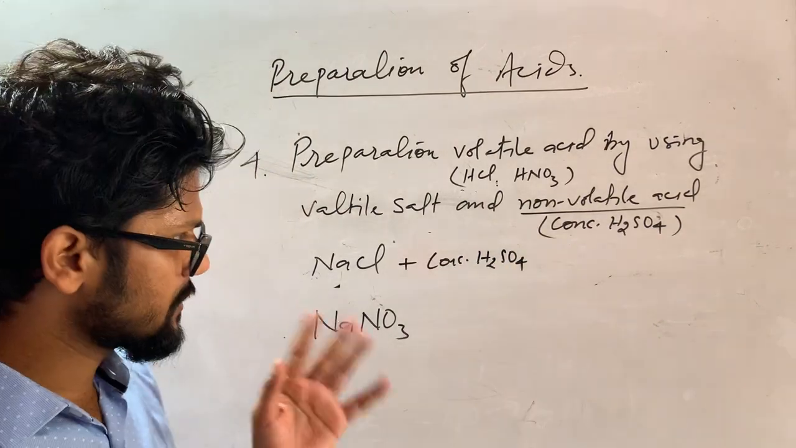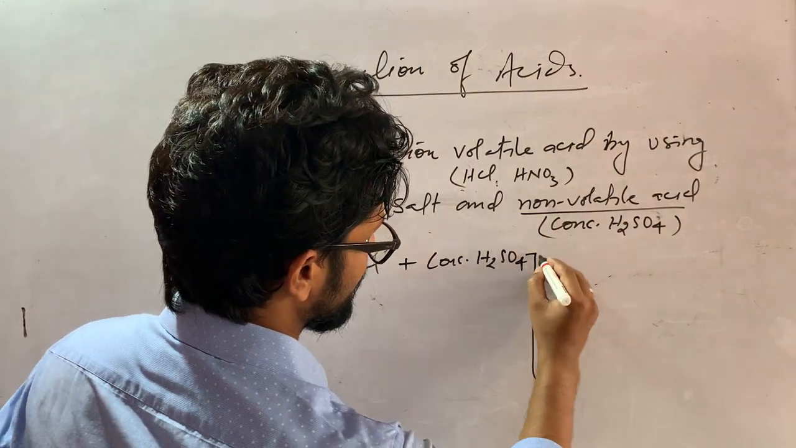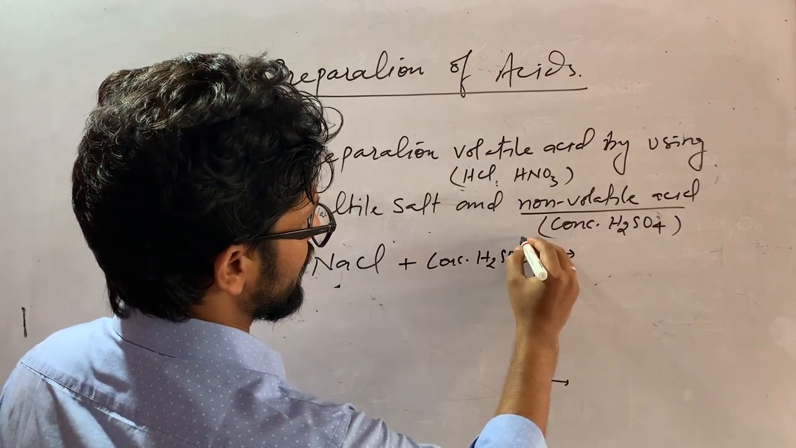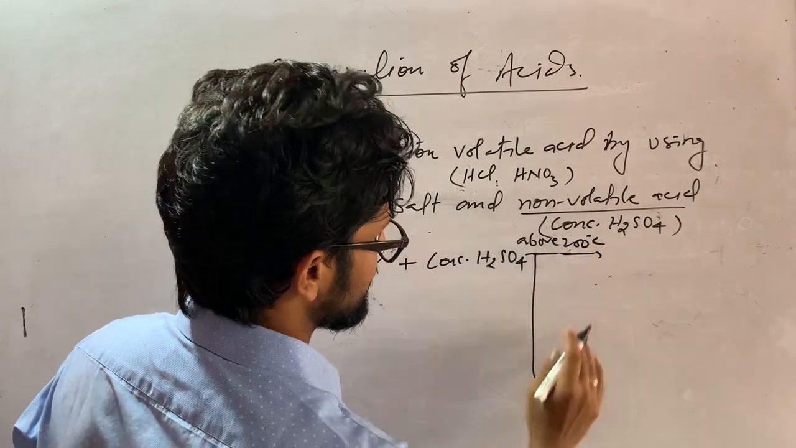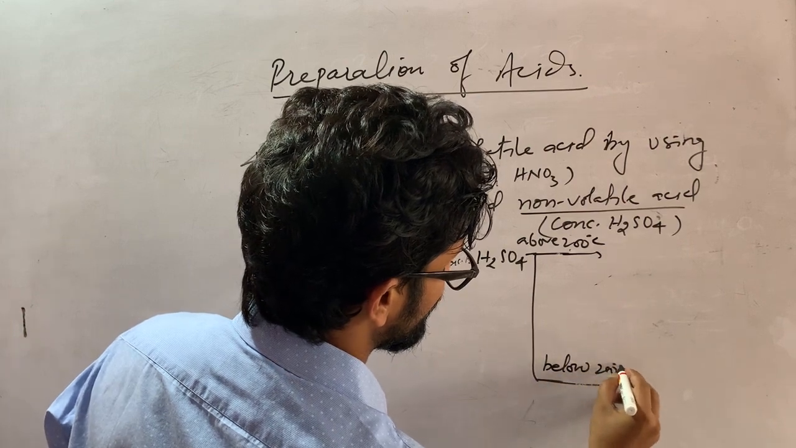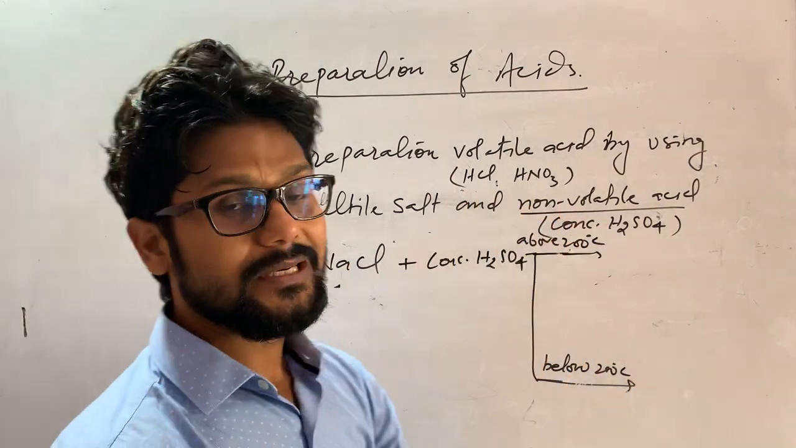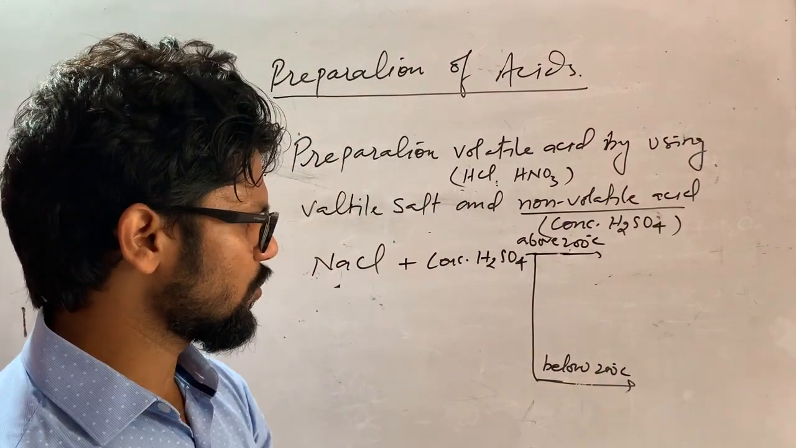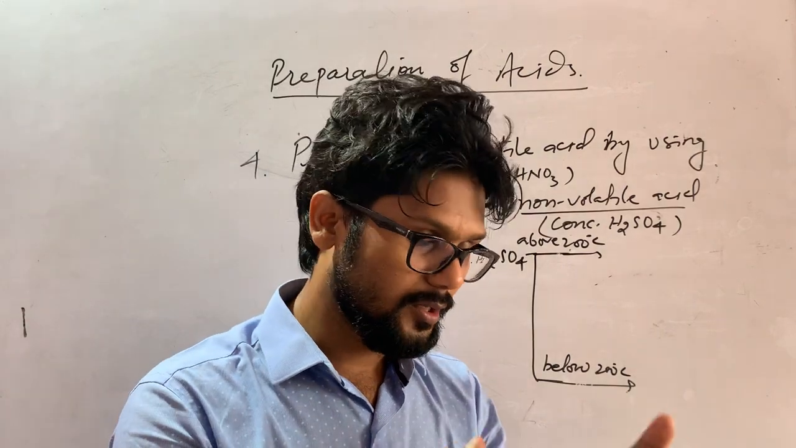Now I'm going to explain one by one so you can easily understand. Here there will be two conditions. The first condition is if the temperature is above 200 degrees Celsius. And the second condition is the temperature is below 200 degrees Celsius. In both cases, the product will be different. When the temperature is below 200, it will give an acidic salt. When the temperature is above 200, it will give a normal salt.